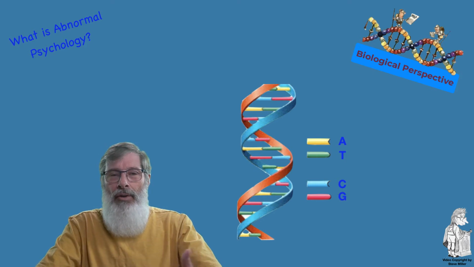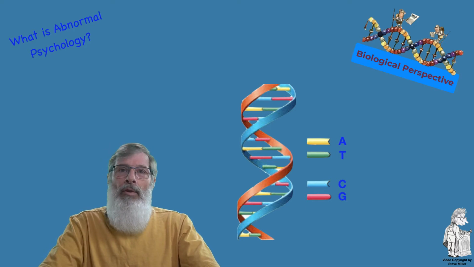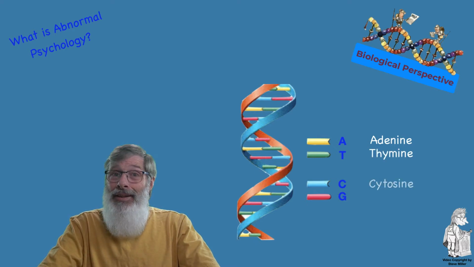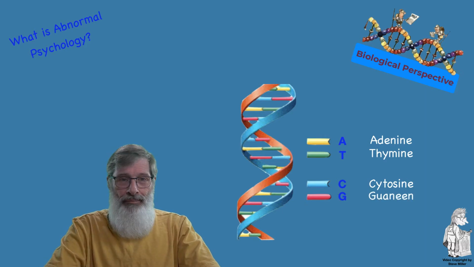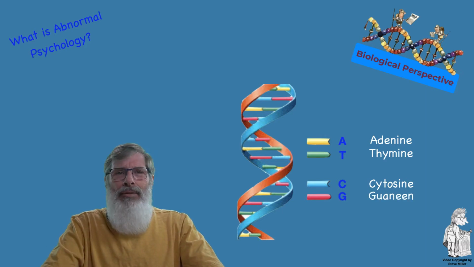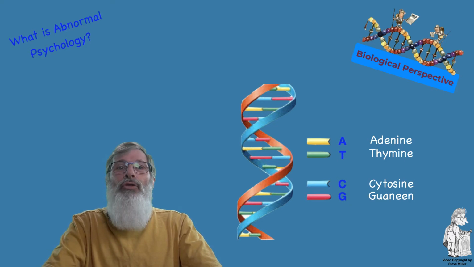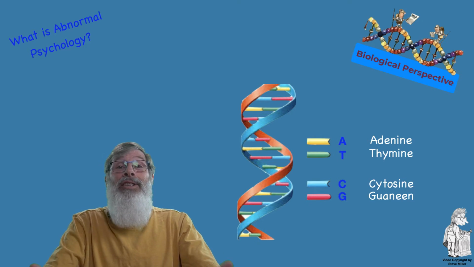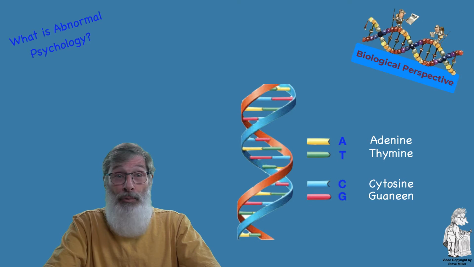Now I'm going to share this with you. It's ATCG. The A is the adenine, T is the thymine, C is the cytosine, and the G is the guanine. Now we have, I think there's about 2.8 billion base pairs and 20 to 25,000 genes. We've got tons of it in us. So it probably has an impact on abnormal behavior.